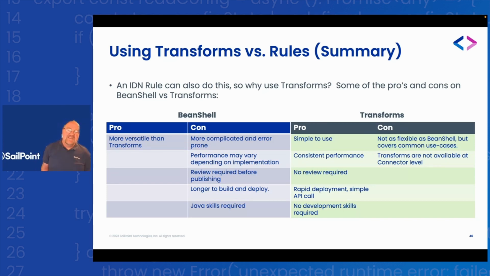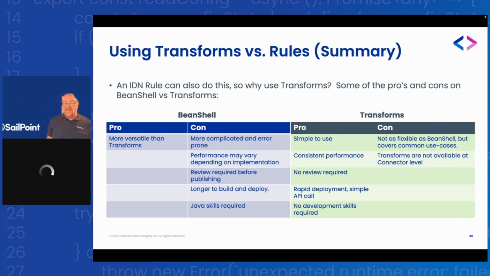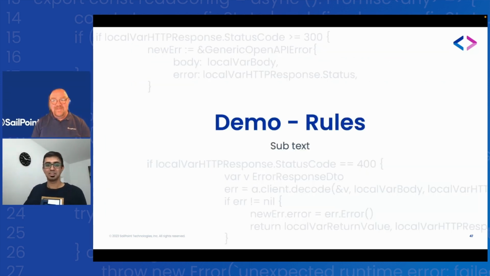And saying no development skills are required, I would say little development skills are required. If you're getting into the templating area, you need to understand a little bit more, but it's still a lot simpler than BeanShell. It's a lot simpler, but it's not as powerful as BeanShell, so it won't cover all the use cases you're after. And of course, transforms are not available everywhere that rules are. So again, it's a case of balancing this out and using the best tools for the job. I'll hand it back over to Lax, and he'll do some demonstrations.